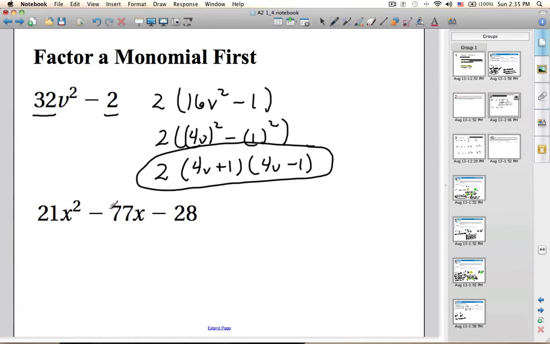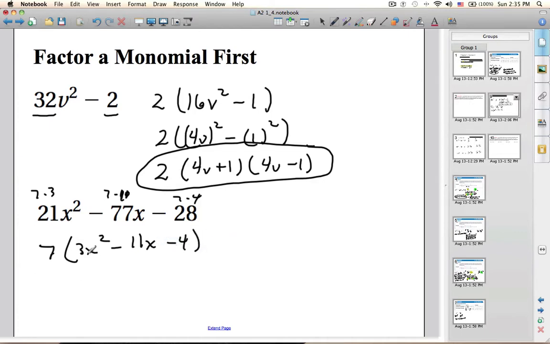This one's a little more confusing perhaps. If you look at this, 21x squared, the other things to check: I have an x squared here, I have x there, but no x here. So I won't be factoring the variable out. If the variable is in all three terms, you definitely want to factor it out. But if we look at these coefficients, they do have a common factor. This is 7 times 3, this is 7 times 11, and this is 7 times 4. So I can factor a 7 out of everything. That would be 7 times 3x squared minus 11x minus 4.